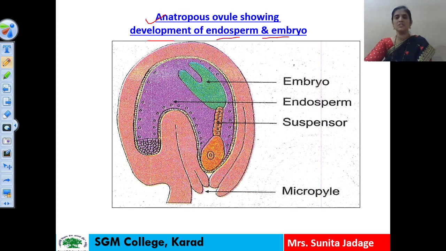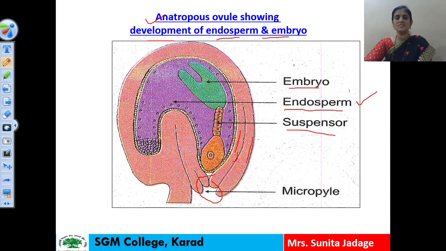So this is the structure of the ovule that we have seen in some previous lectures. This is the micropyle, that is the opening of the ovule, and these are the integuments. This is the inner integument and outer integument. This violet colored part here is the endosperm, the primary endosperm nucleus dividing to form endosperm, and here the embryonal cell is dividing into suspensor and embryo.